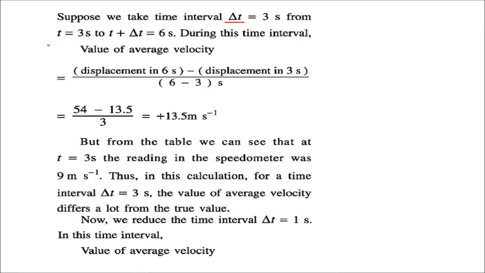We start with t equal to 3. We add this 3, that is t plus delta t. This is 3, this is 3, it becomes 6. In this time interval, the average velocity is displacement at 6 seconds minus displacement at 3 seconds, divided by 6 minus 3. Of course, it will be 3 seconds.